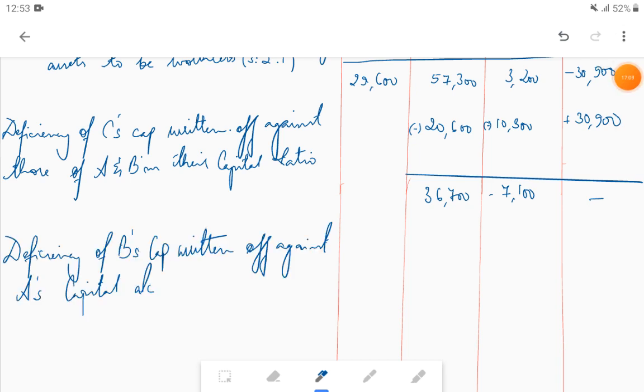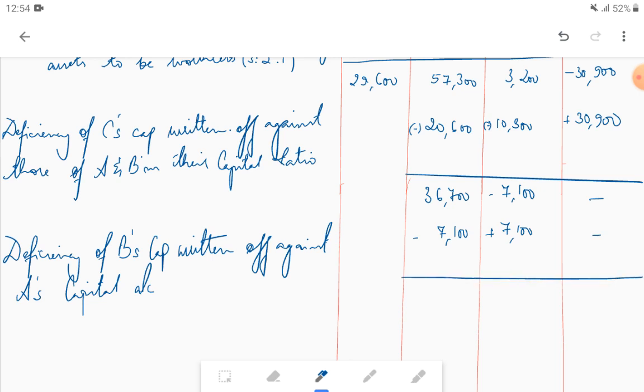Now under this situation, only partner A has a positive balance. Therefore, we don't have to calculate the capital ratio anymore. There's nobody to share this loss with. Only partner A, who is the only solvent partner, has to share the full loss. So he has to bring an amount of rupees 7,100 to make good the deficiency of partner B. No amount for partner C. Remember, he already has a nil balance.